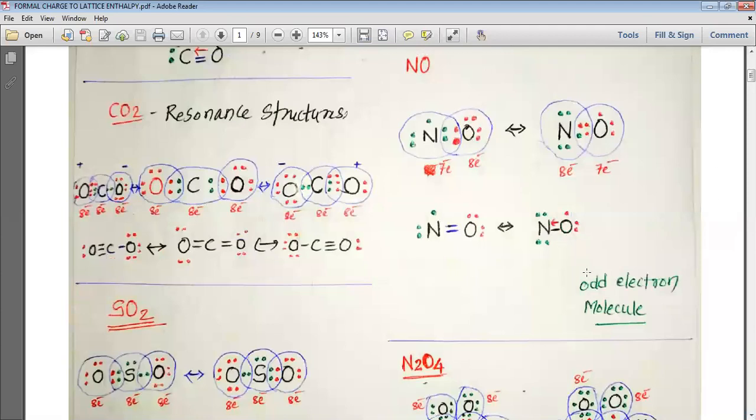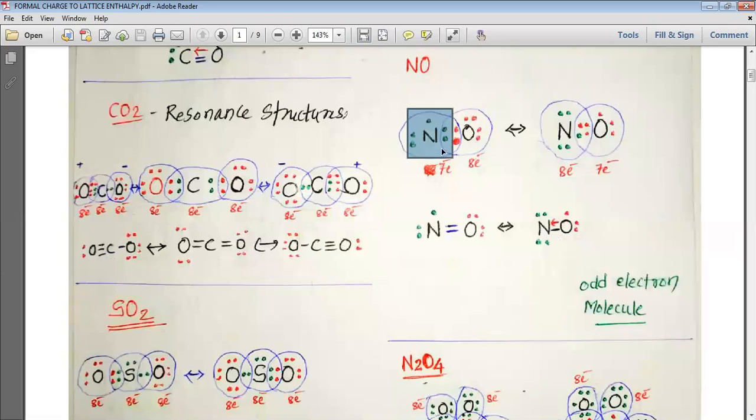Again, we have one more example of the odd electron molecule. Nitrogen has 7 electrons and oxygen has 8 electrons. So 7 plus 8 is 15. A total of 15 electrons are present. So we can represent these 15 electrons as if nitrogen has these 5 electrons.